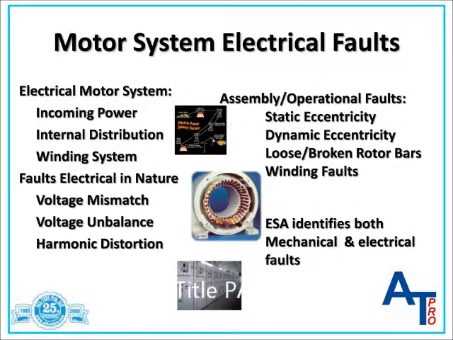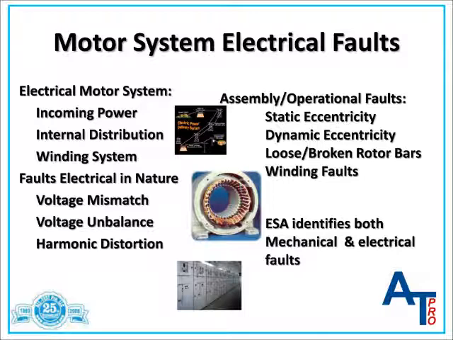The electrical subsystem consists of the incoming power, the internal distribution system, the motor starter, controller, and the motor winding and rotor system. The types of faults that occur in the electrical subsystem are mostly electrical in nature. Incoming faults range from voltage mismatch, unbalance, or non-sinusoidal input. These faults can come directly from the supplier or from faults in the internal transmission or distribution system. Non-sinusoidal input can cause negative sequencing that creates internal heating.